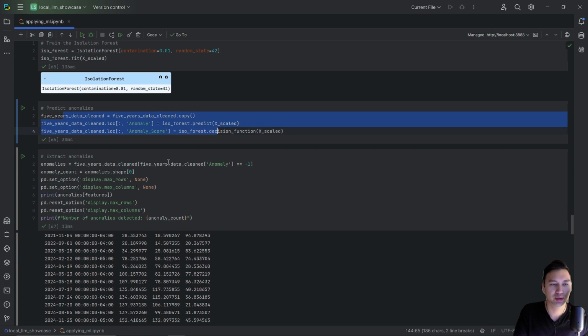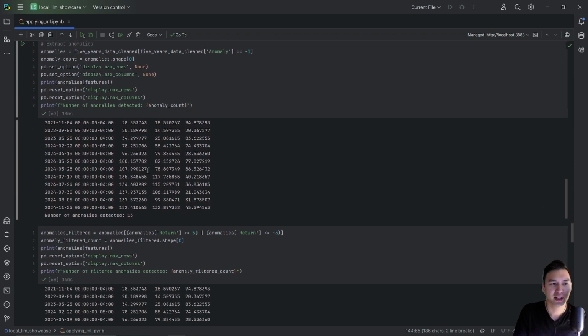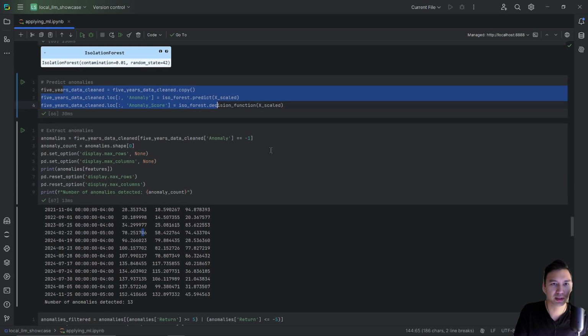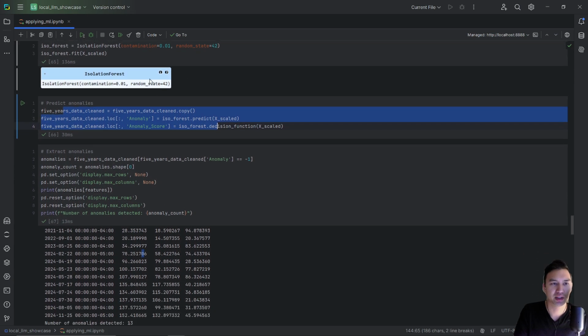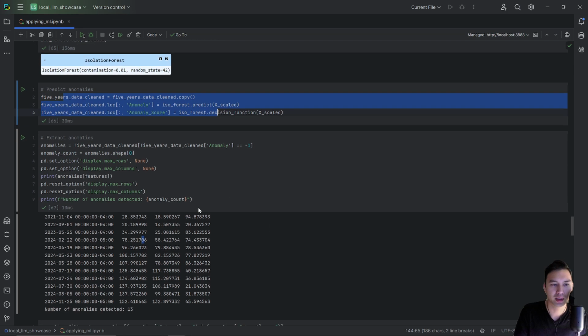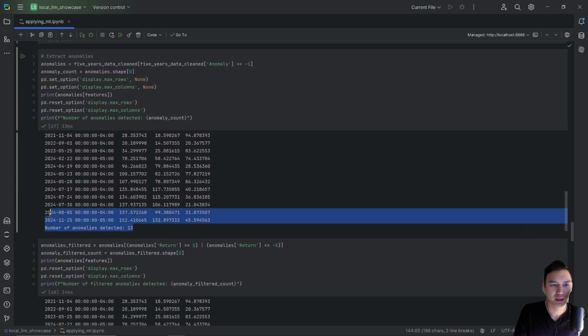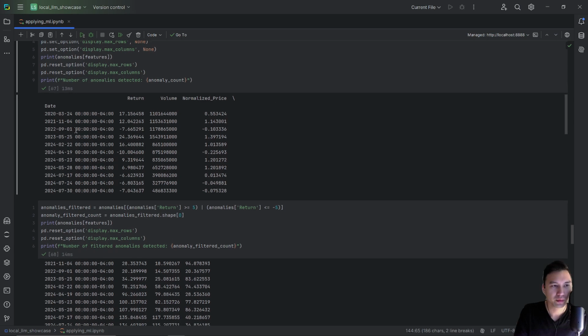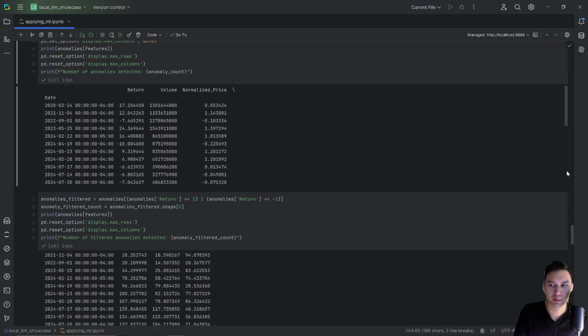Once I run it, the isolation forest is then trained, and then I use it to predict some anomalies. And in this field here, I'm extracting the anomalies. Based off of a contamination value of 0.01, I found that there were 13 different anomalies. Let's take a look at when those were. On March 24, 2021, there was an anomaly with a return of 17%. On November 4, 2021, there was a return of 12%.